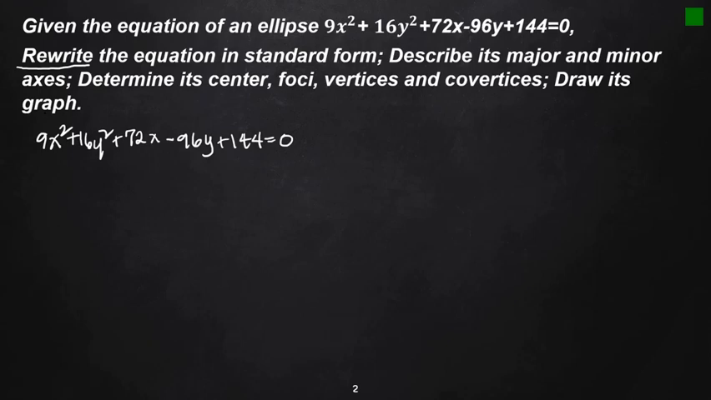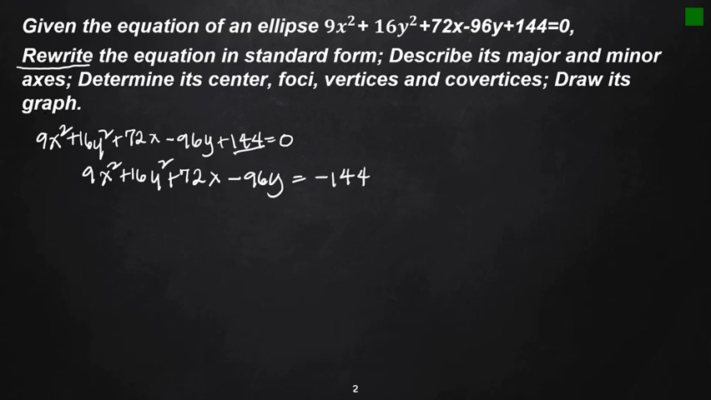The first thing that we're going to do is transpose the sole constant. In this case, our sole constant, meaning there's no variable beside it, is this 144. So we transpose this to the right side of that equation. And so we have now 9x squared plus 16y squared plus 72x minus 96y equal to negative 144.